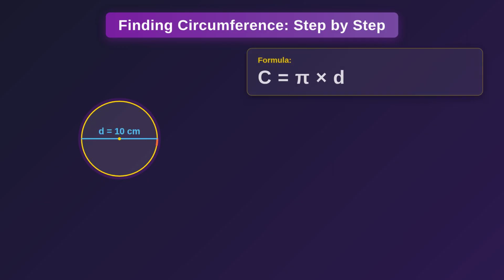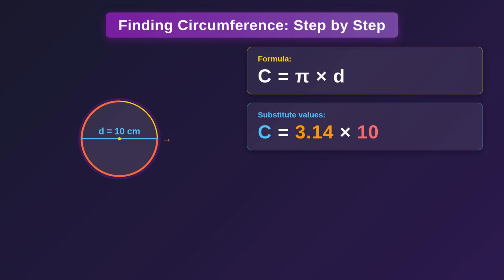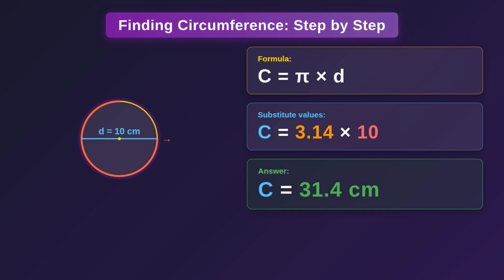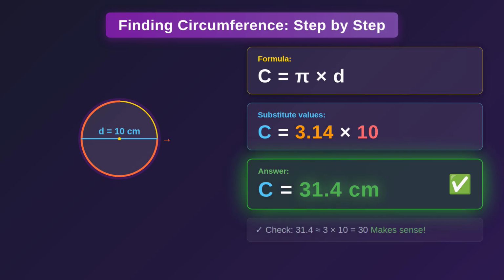Let's find the circumference of a circle with a diameter of 10 centimeters. We use the formula C equals pi times d. Substituting our values, C equals 3.14 times 10. Now, 3.14 times 10, when you multiply by 10, just move the decimal one place to the right. So that gives us 31.4 centimeters.